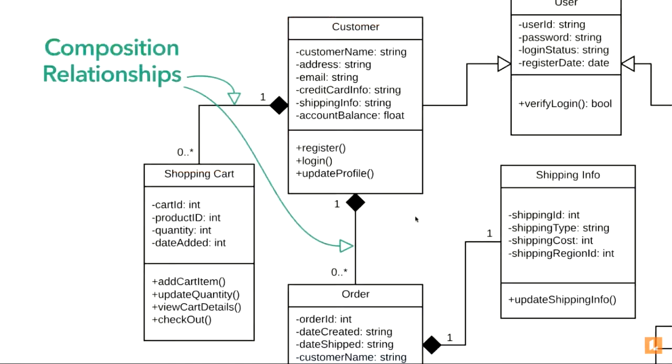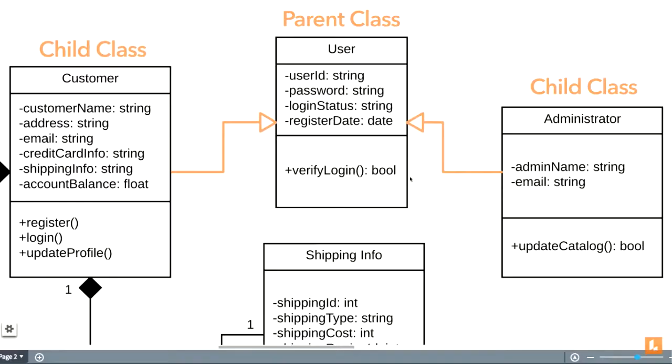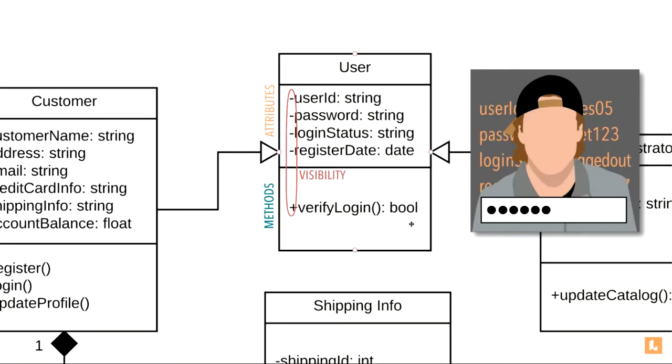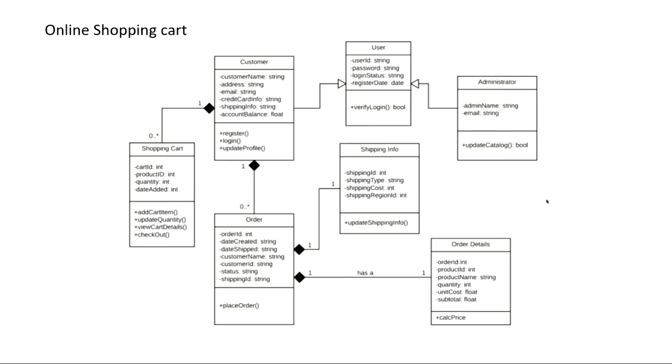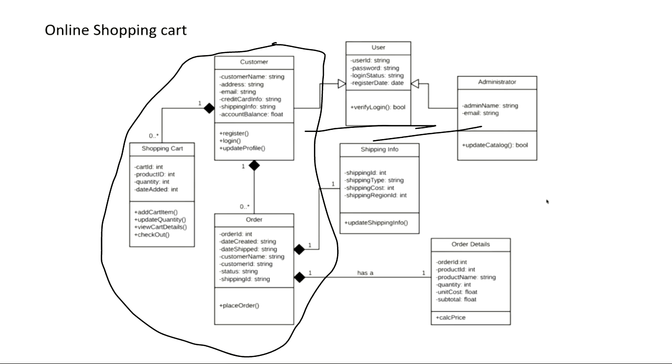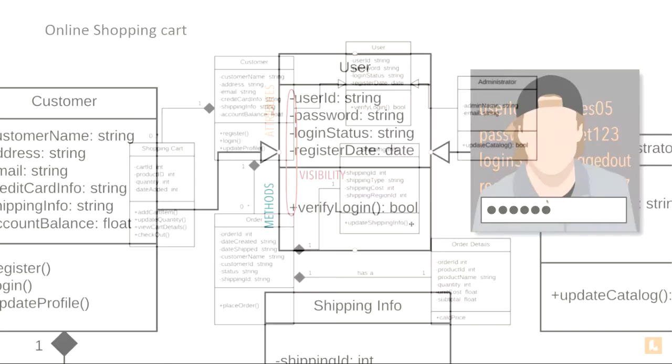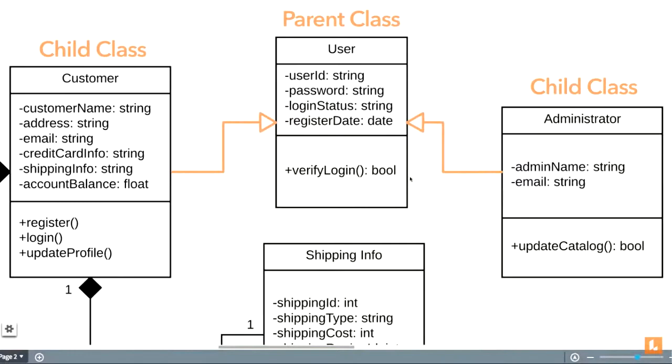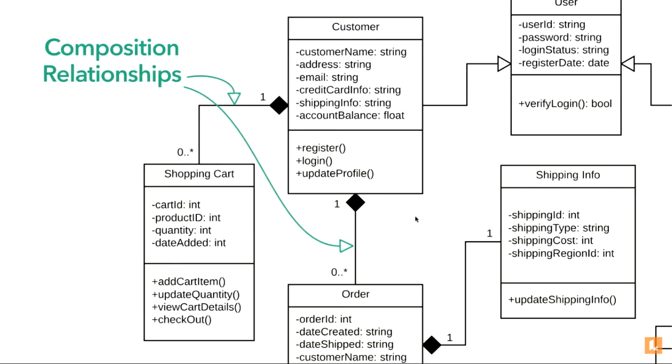Now let's focus on this left side, this part. We have seen this. Now let's focus on what is happening here. You can see one class customer, one class shopping cart, one class order, and there is a composition relationship. How do we know? Because it is dark. If it were white, this would have been aggregation, right? But this is a composition relationship.